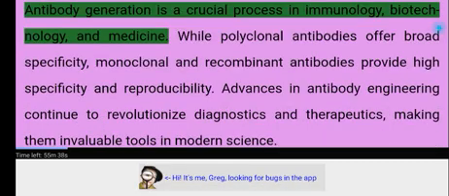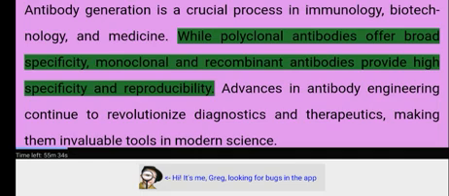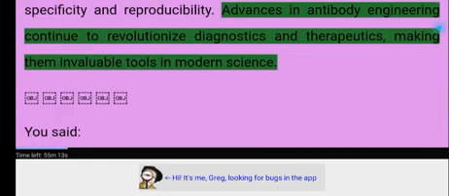In conclusion, antibody generation is a crucial process in immunology, biotechnology, and medicine. While polyclonal antibodies offer broad specificity, monoclonal and recombinant antibodies provide high specificity and reproducibility. Advances in antibody engineering continue to revolutionize diagnostics and therapeutics, making them invaluable tools in modern science.